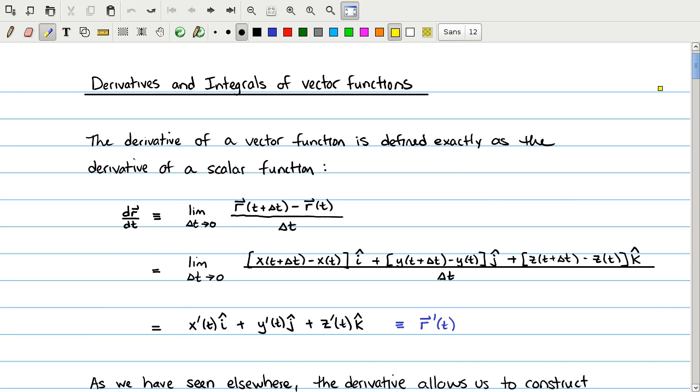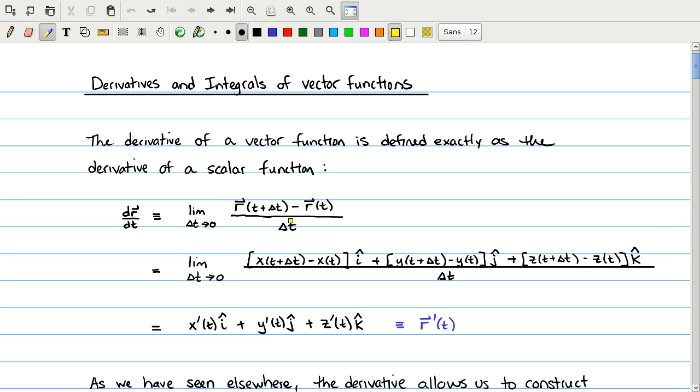So the first result is if the function r of t is really just three functions, each multiplied by unit vectors i, j, and k, x of t i hat plus y of t j hat plus z of t k hat, then the derivative has exactly the same definition as for an ordinary function. If r is a vector function, the derivative is still the limit as delta t goes to 0, r of t plus delta t minus r of t divided by delta t.